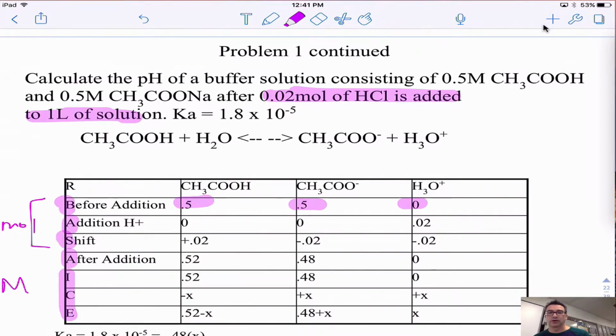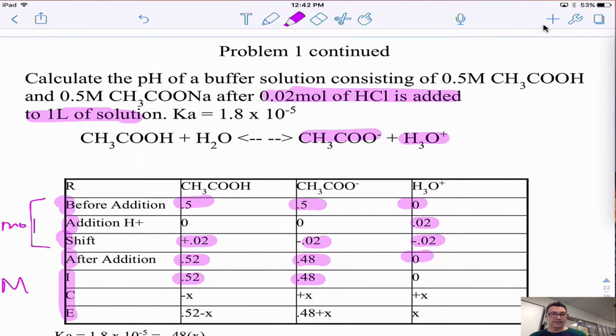Now we're going to try and disturb our buffer. Our buffer is disturbed by adding 0.02 moles of H3O plus. What ends up happening is the system will absorb the H3O plus. The acetate ion will react with the H3O plus, so that gets subtracted from that side and added to the reactant side. After addition, we have 0.52 and 0.48 and 0. Now I can put those numbers back into molarity. In this case, they're the same because it was 1 liter. And I have 0.52 and 0.48.